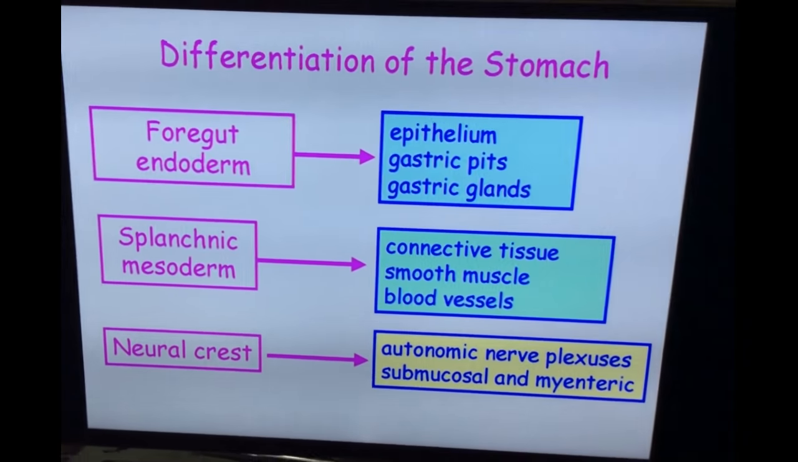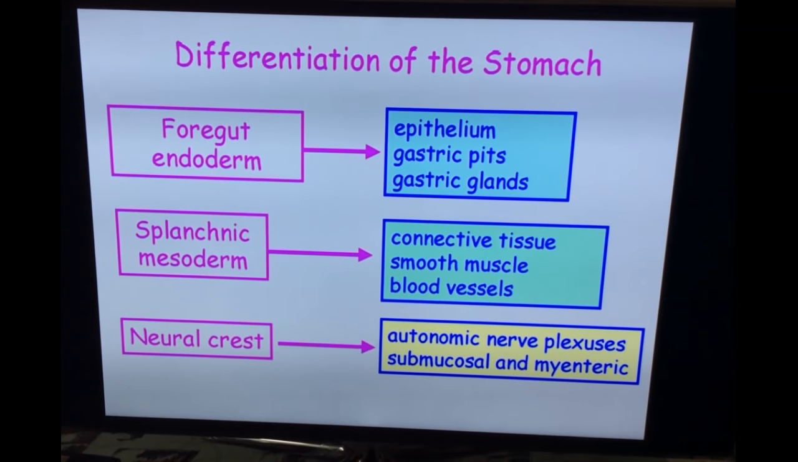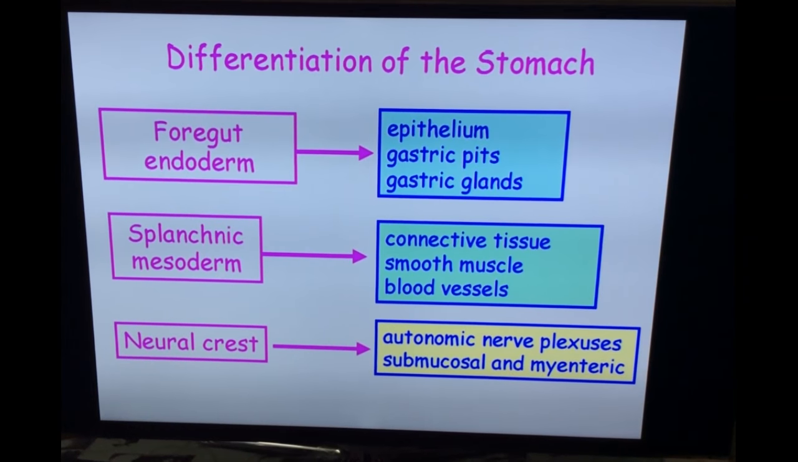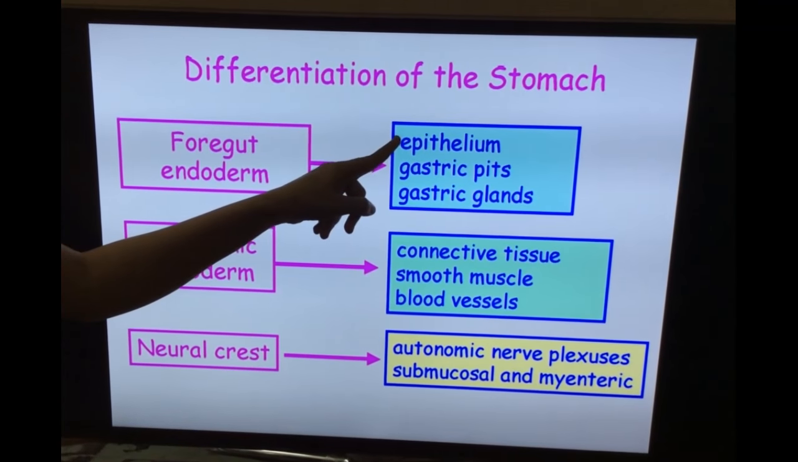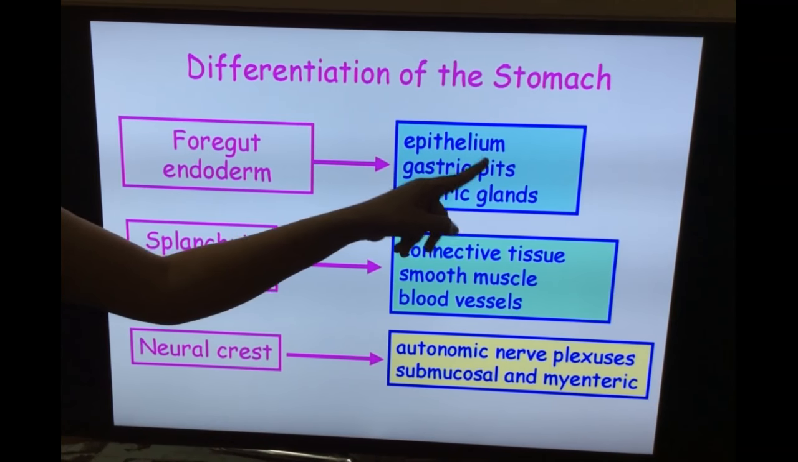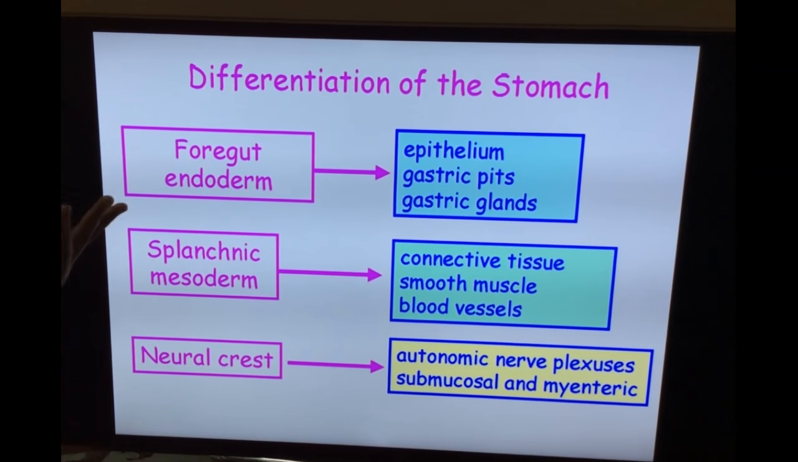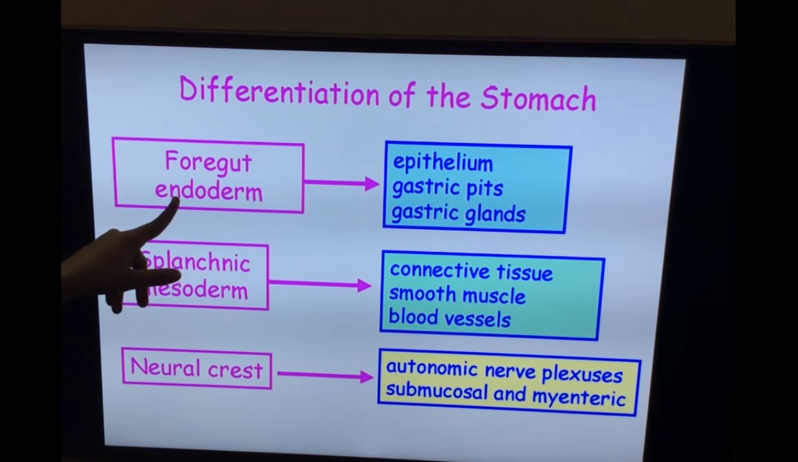Now coming to the layers in the stomach, as I told earlier in the general features and general layers of the digestive tract, the endoderm gives rise to the epithelium and the glands present in the stomach. Okay, gastric pits, where there are different glands and cells like chief cells, parietal cells, all those cells are derived from the endoderm layer.